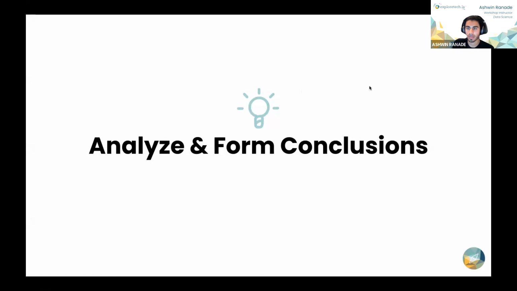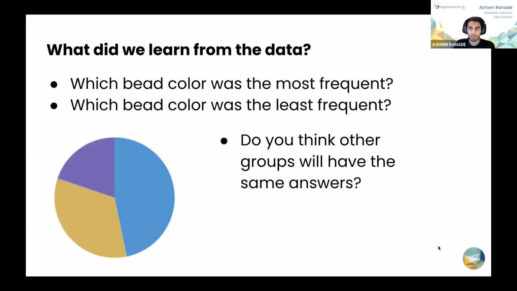Yes, so everyone, thanks for making the graphs. Now we're going to be talking about analyzing and forming conclusions. In data science, this is pretty important because once you have your data, you really want to leverage it to make value. Some questions we can look at right now are: what did we learn from the data? Which color was the most frequent, and which color was the least frequent? In different data science tasks, we would ask questions like these after gathering our data like we just did. Another question to think about is, do you think other groups will have the same answers as you? Why or why not?